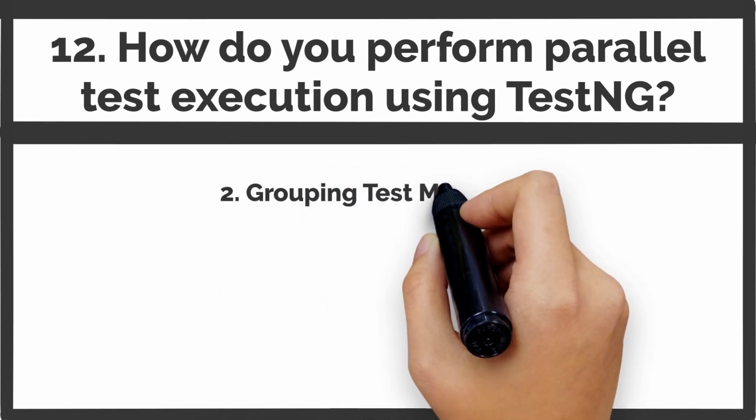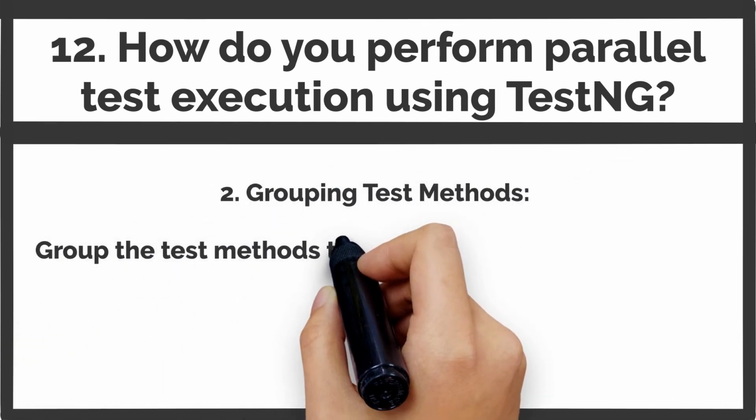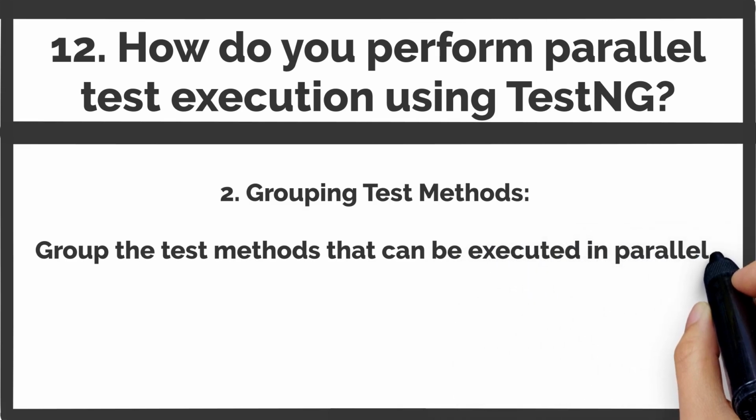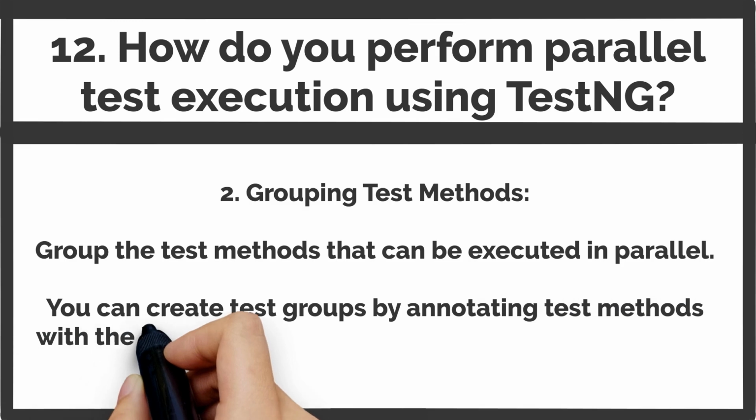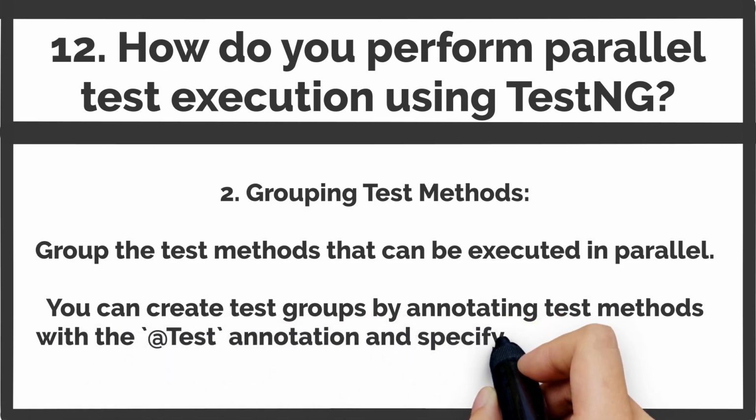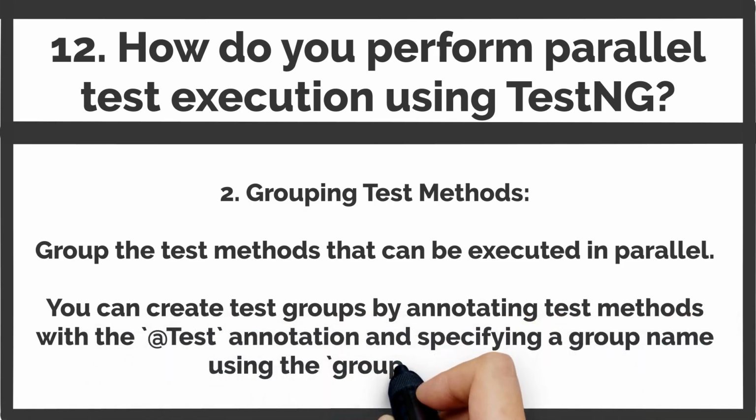2. Grouping test methods. Group the test methods that can be executed in parallel. You can create test groups by annotating test methods with the @Test annotation and specifying a group name using the groups attribute.